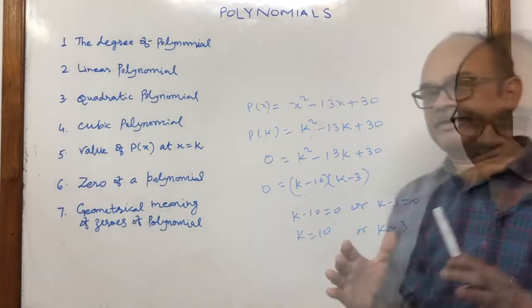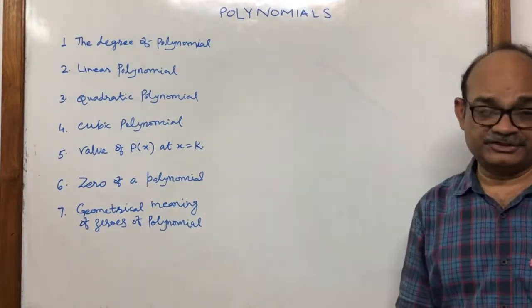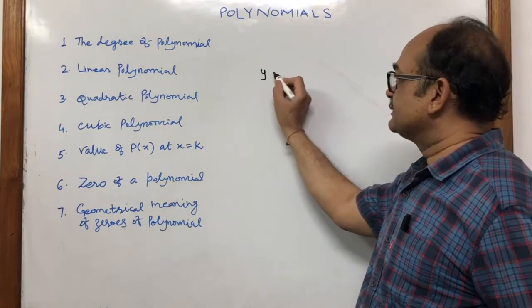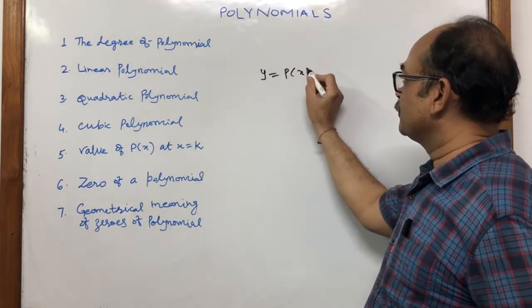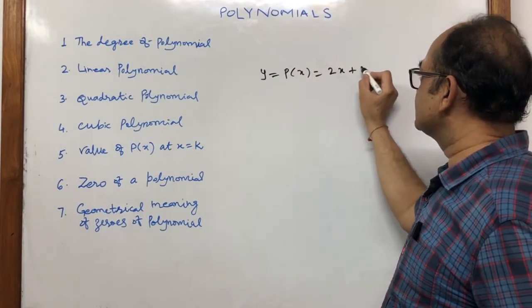Easy. The last point is the geometrical meaning of the zeros. Suppose a line is y equals p(x), the polynomial 2x plus 7.